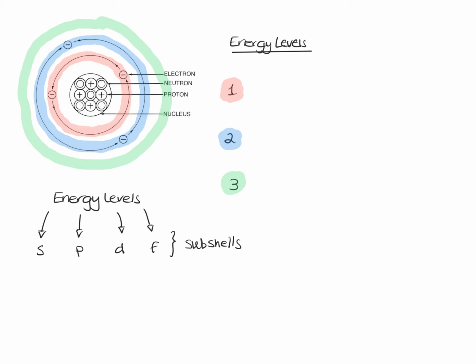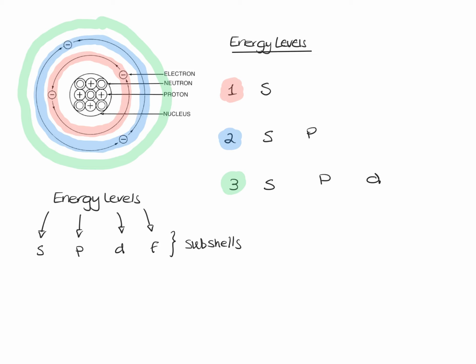So let's have a look at what each major energy level has in terms of subshells. The first energy level, or the first shell, this red one here, only has one sublevel, and that's S. The second energy level has S and P. And the third energy level has S, P and D. And we're not going to go much further than that at the moment because we don't need to worry about the F ones, because they're a little bit too complicated at A level.